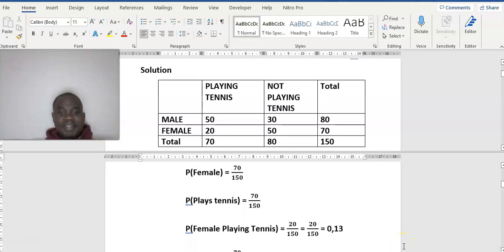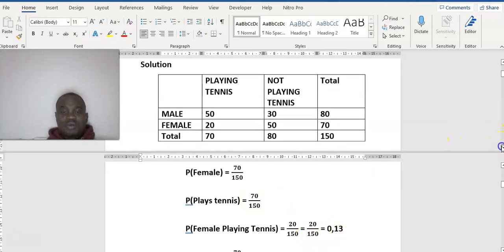So here, let's look at the probability of those who are female and play tennis. The probability of those who are female and also play tennis is going to be 20 over 150. So that gives us 0.13. Now for them to be independent, it means if I multiply this and this, I should get this.